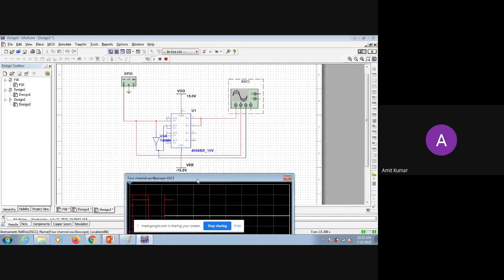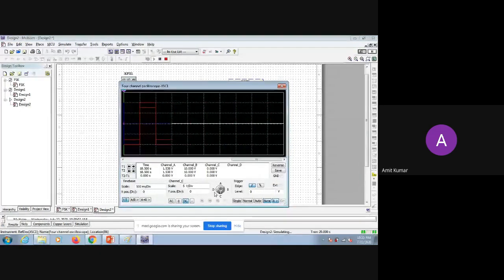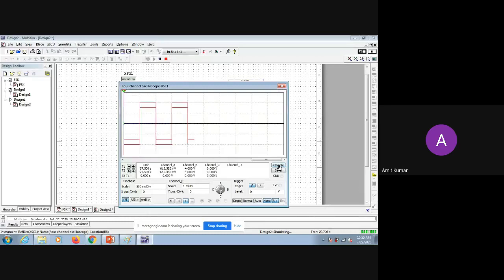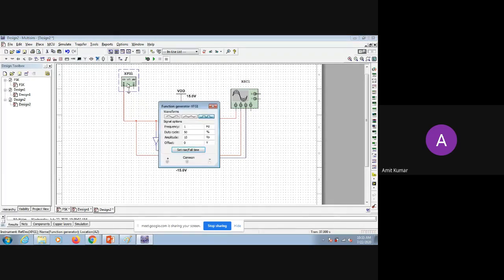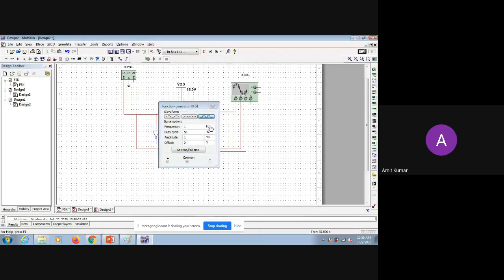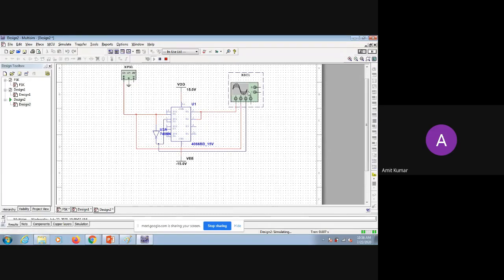Channel C. So channel C, amplitude 1. Voltage should be 1 because you are using inverters.